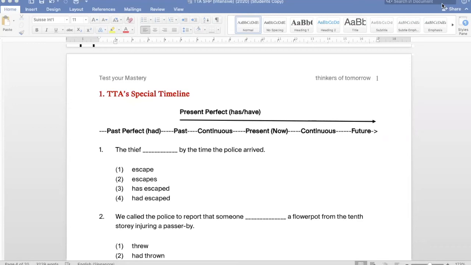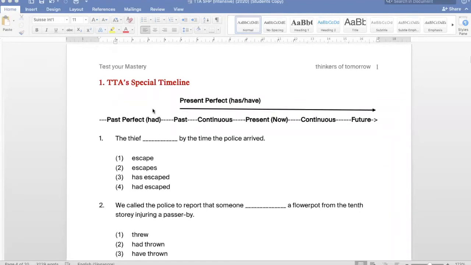Tense. We're going to go through 5 MCQs for tenses. Let's run through some important points that you need to pay attention to first. If you look at the general timeline, past perfect tense is always on the left-hand side, because that is something that happened a very long time ago. For past perfect tense, these would be actions completed at some point in the past.